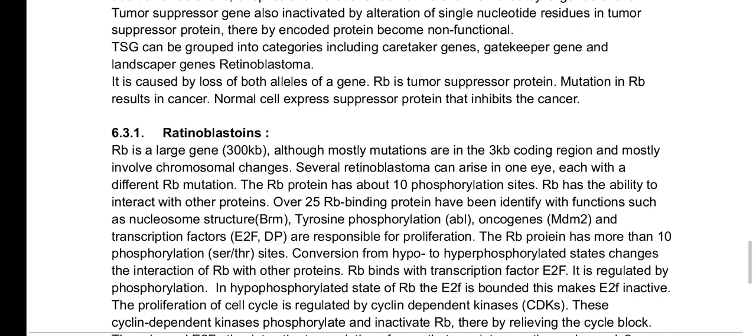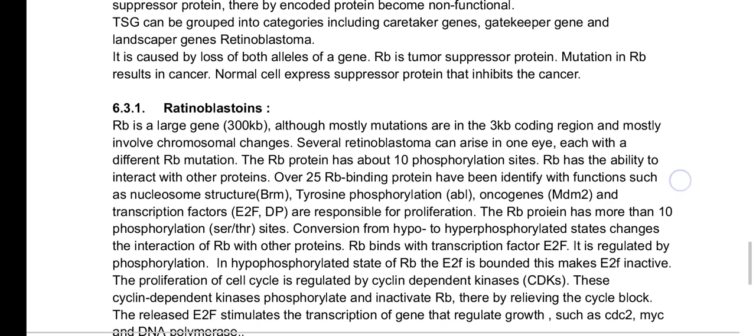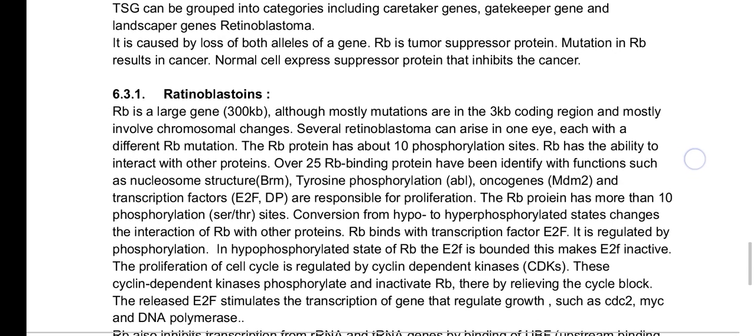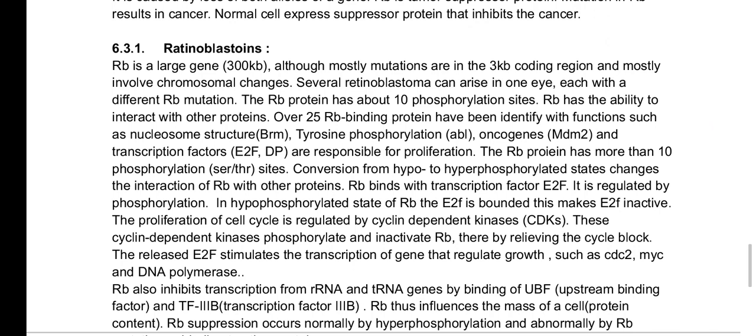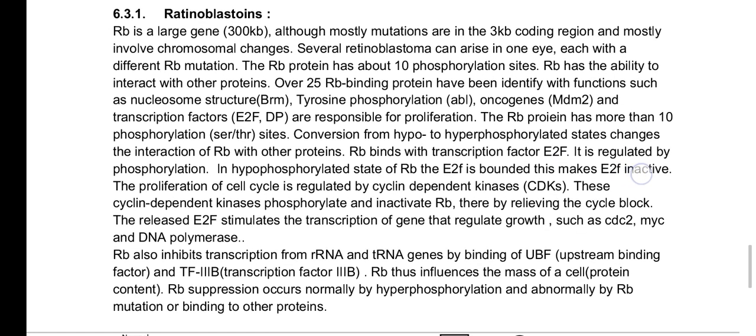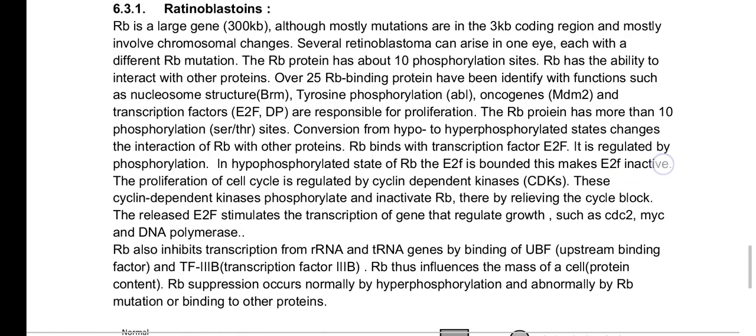Retinoblastoma is caused by loss of both alleles of a gene. RB is a tumor suppressor protein, and mutation in RB results in cancer. Normal cells express the suppressor protein that inhibits cancer. RB is a large gene. Although most mutations are in the 30 kb coding region and mostly involve chromosomal change, several retinoblastomas can arise in one eye, each with a different RB mutation.